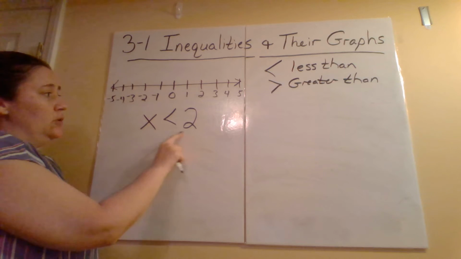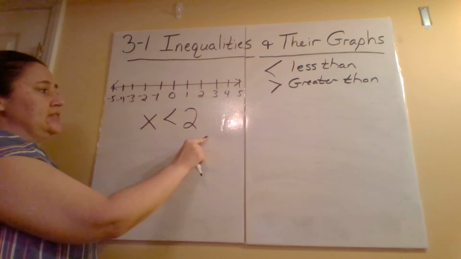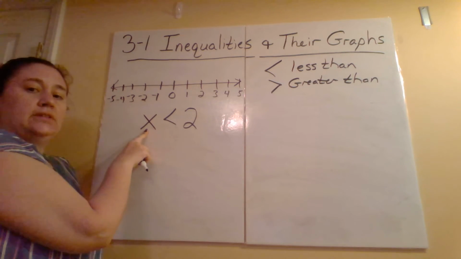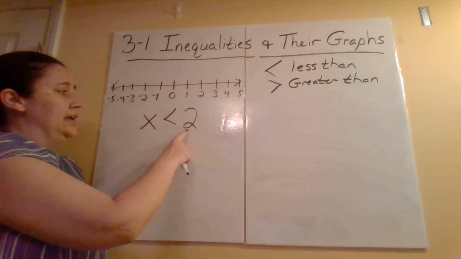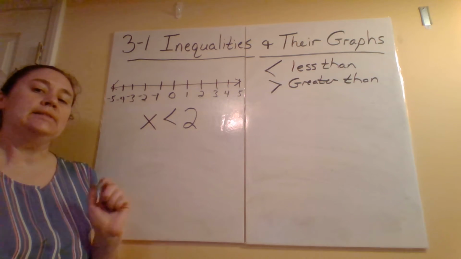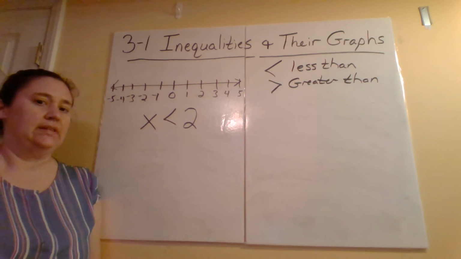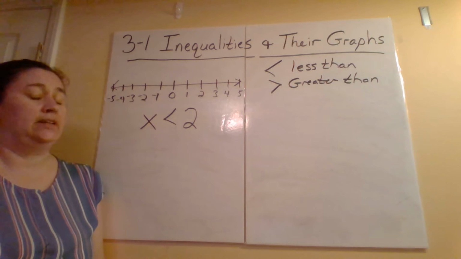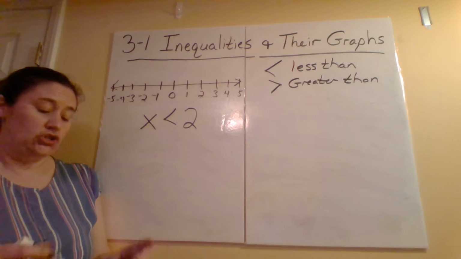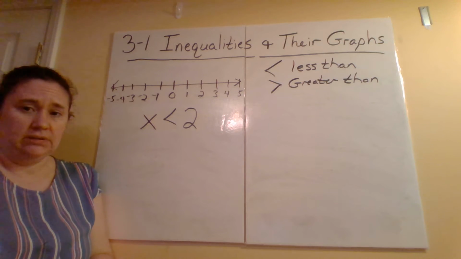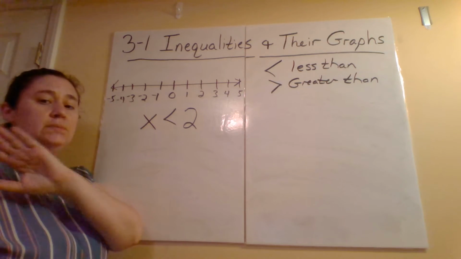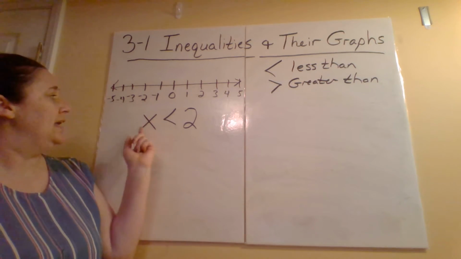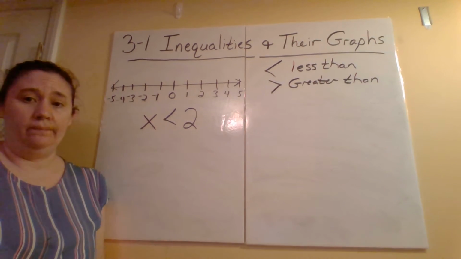So this little inequality right here says, I want all of the numbers that are less than 2. And instead of using those pink cards that I used before, we're going to use numbers on a number line to show all of the numbers, every single possible number in the universe that is less than 2.